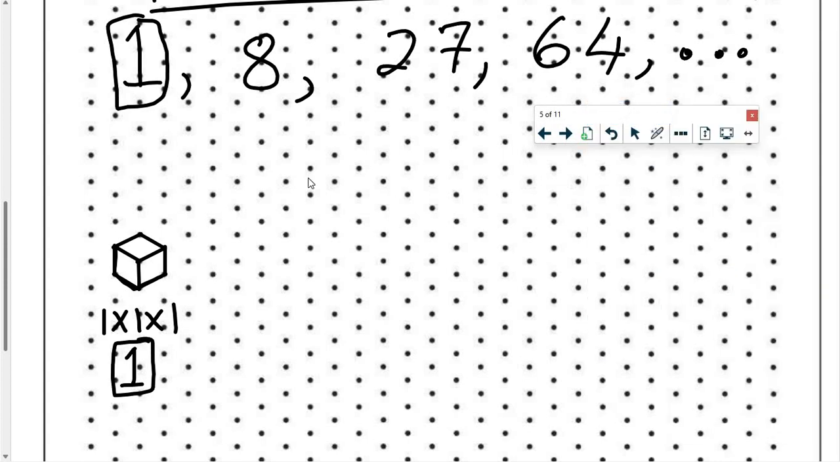The next, you have 8. How was this 8 obtained? You do 2 into 2 into 2. On the picture, from one dot to the other, you count 1, 2 dots. You either go vertical or diagonal. Don't go horizontal. So diagonal, again 1, 2.